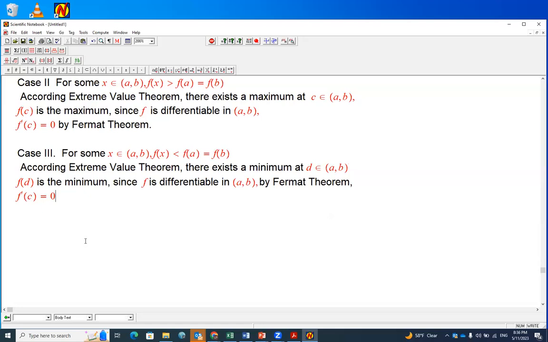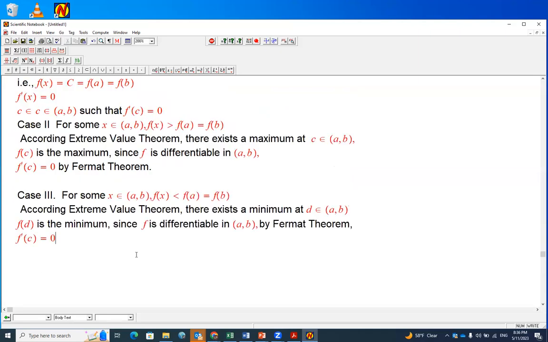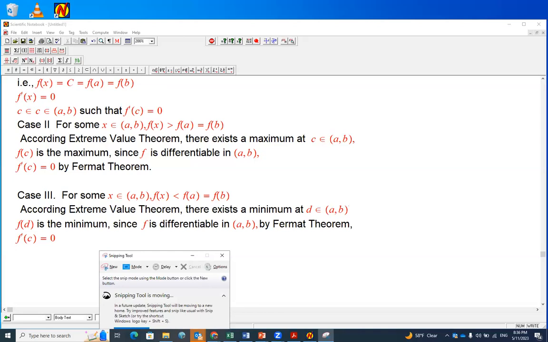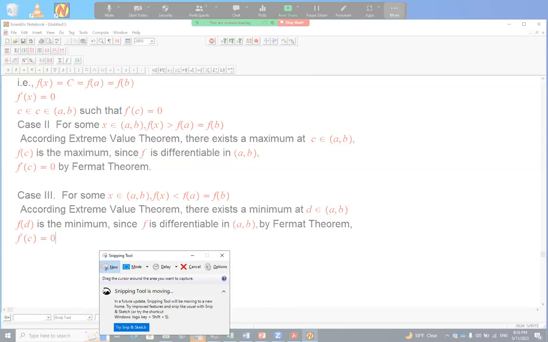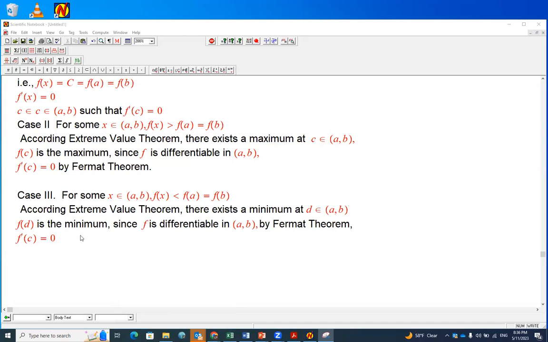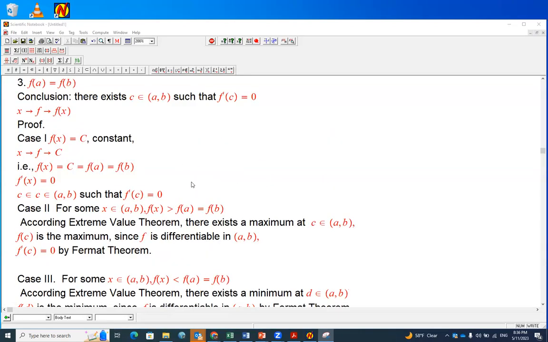Now let's illustrate. There are some very interesting pictures in the textbook to illustrate these three cases. Let's illustrate the first case. The first case is that it is a constant. That's case number A, so we look at that picture. It's a constant.